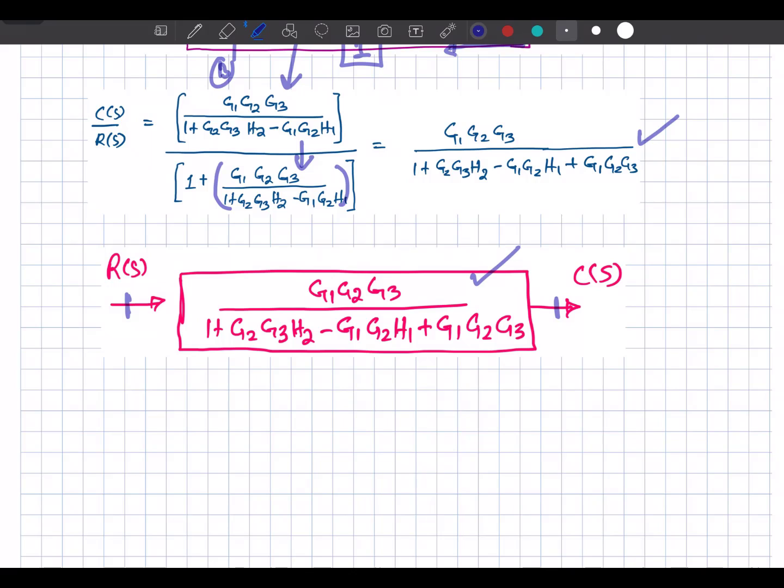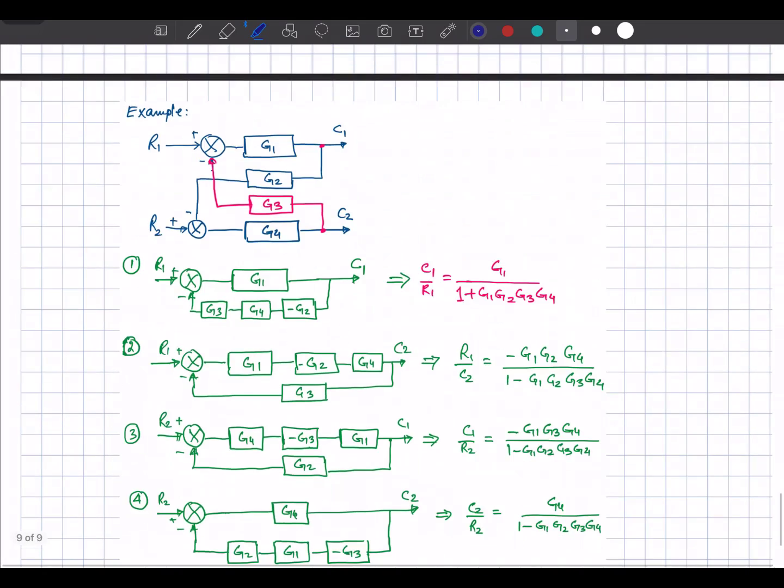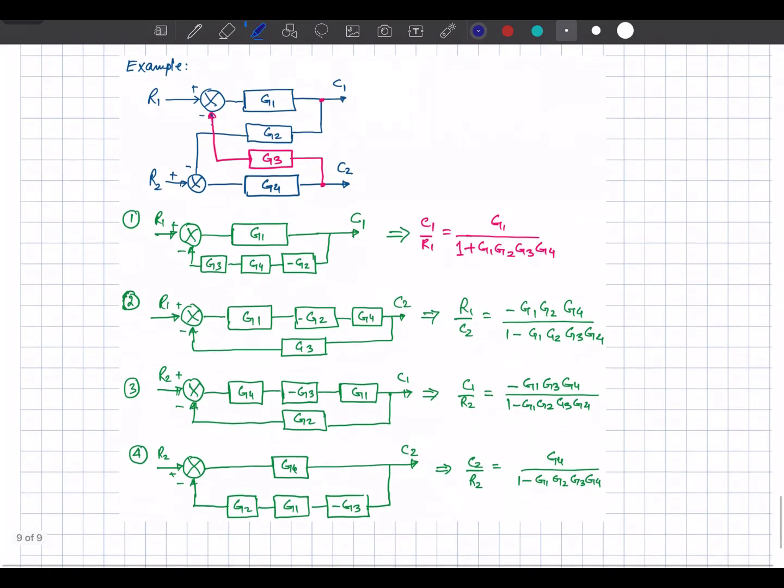So we can reduce any complex transfer function into a single transfer function, and then we can study the behavior of the system by applying different types of inputs. For example, the step input, the impulse input, or the ramp input. We can look at the characteristics and the behavior of the system. Now let's look at another example.